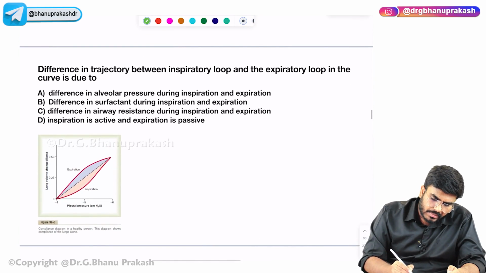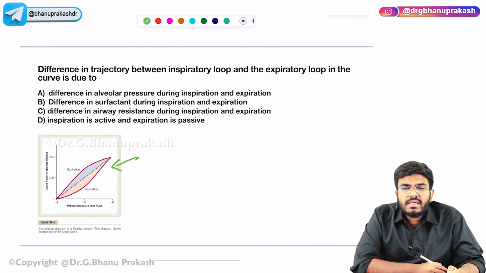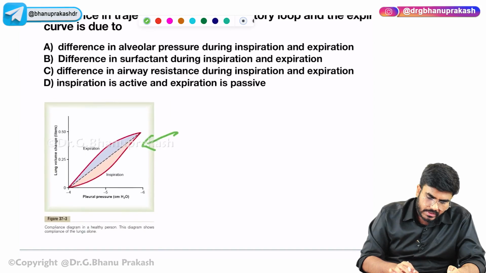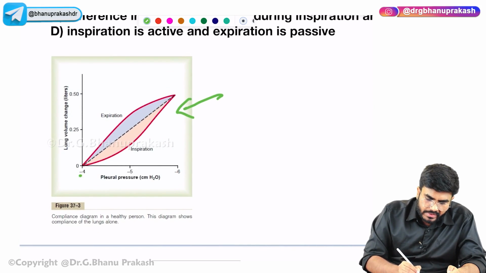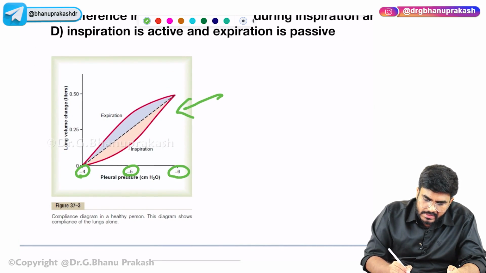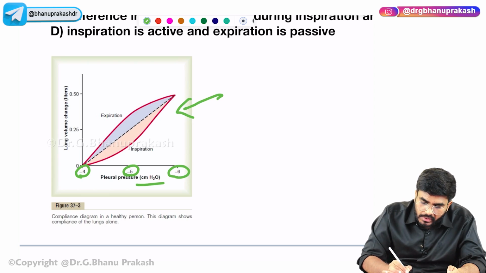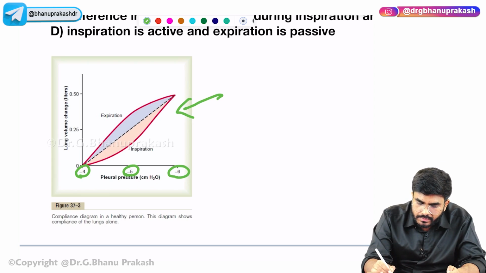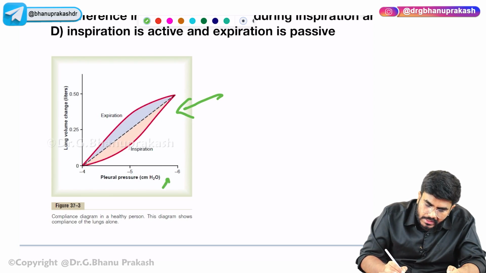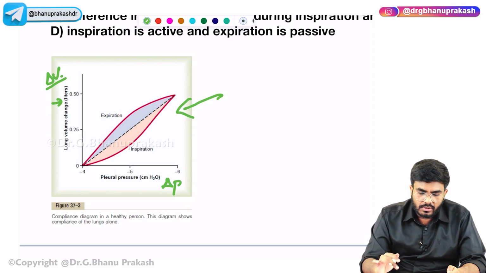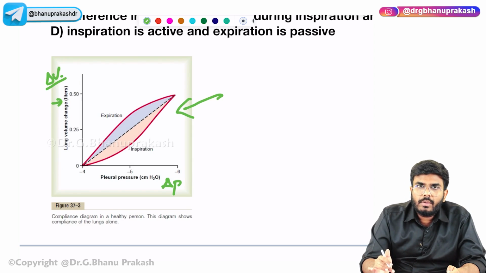Now, look at this. By looking at this diagram, you can easily say this is a compliance curve. How can I say this is a compliance curve? Here I am showing you -4, -5, -6. Intrapleural pressure is changing from -4 to -6 centimeter of water. So here I am talking about delta P, and here I am talking about delta V. Delta V by delta P will tell you about the compliance.